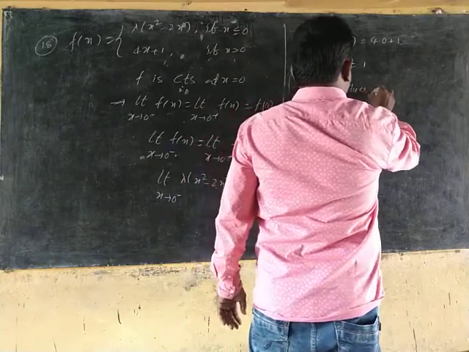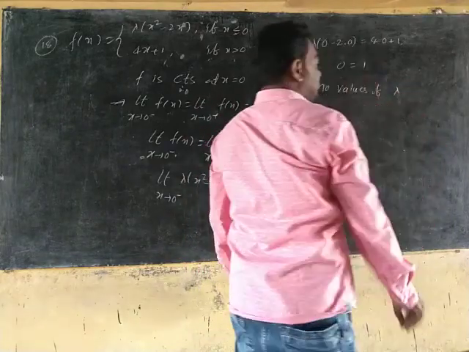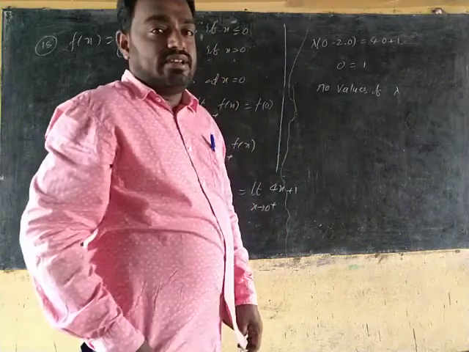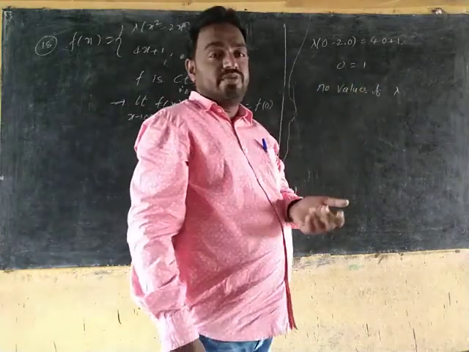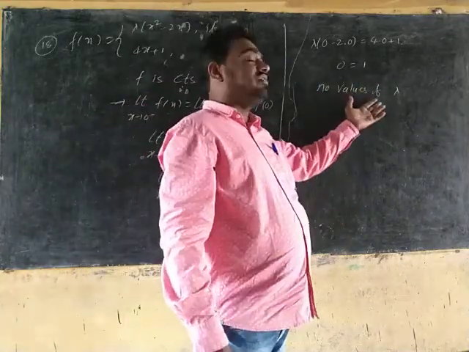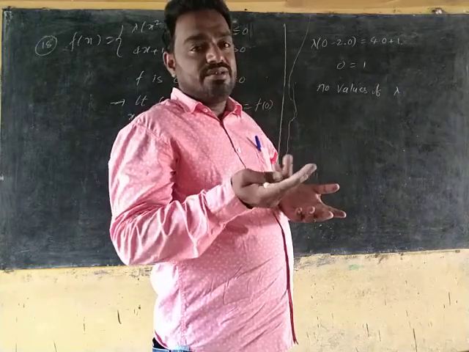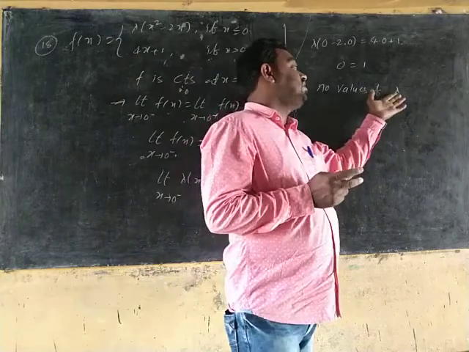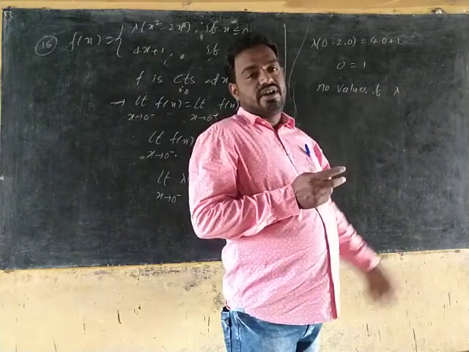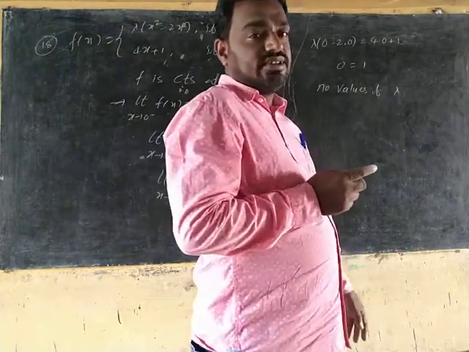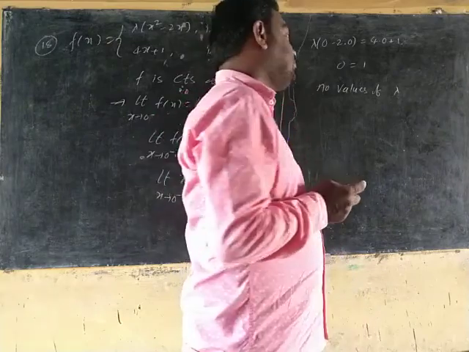No values of lambda. Is 0 equals to 1 possible? Not possible. So do lambda values exist or not? It does not exist. So does lambda have values or not? It doesn't have any value. So no values of lambda. f of x is continuous at x equals 0.